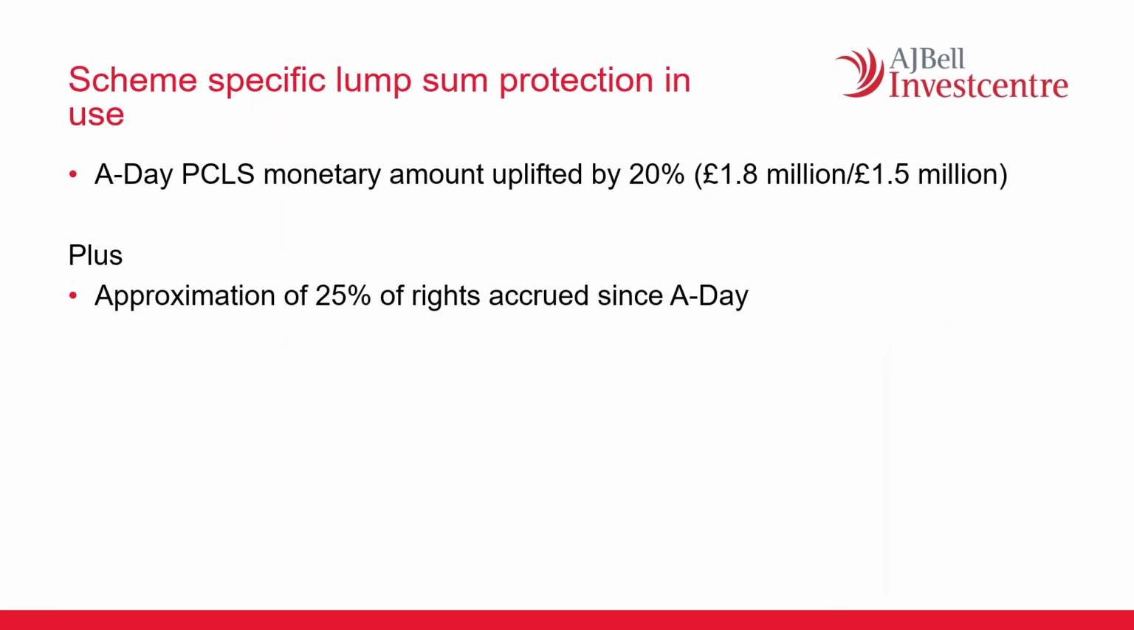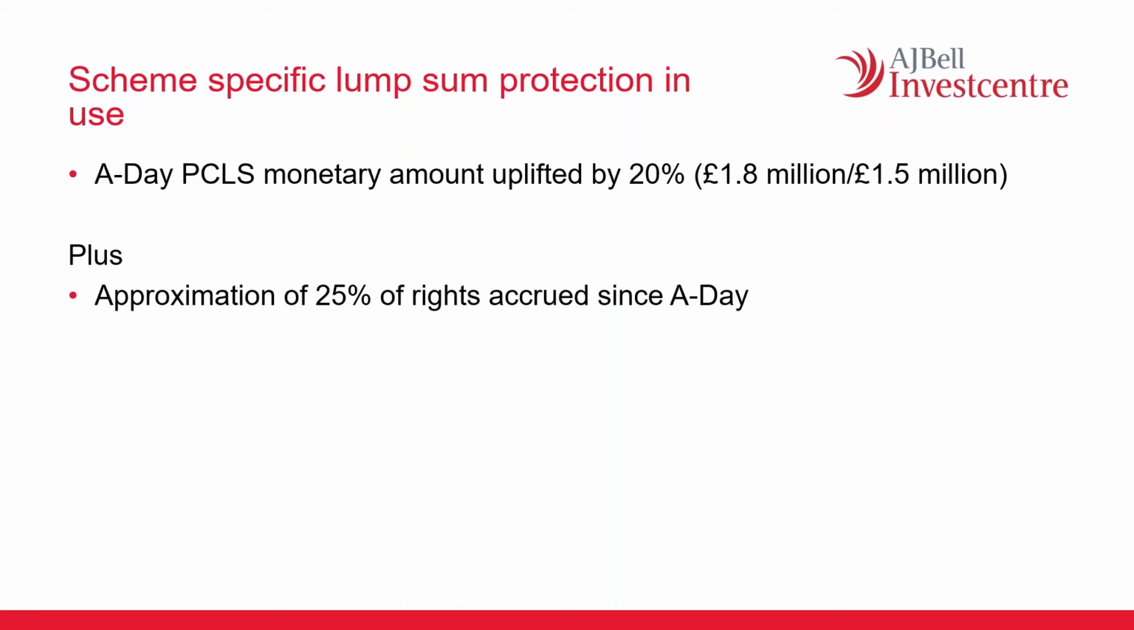Moving on to what happens with scheme specific lump sum protection then when somebody comes to take this. There's two elements to this calculation. You have a monetary amount, because that's how scheme specific lump sum protection is always expressed. Similar to how we did with the primary protection, you uplift that by 20%. But you also have an additional factor with this.